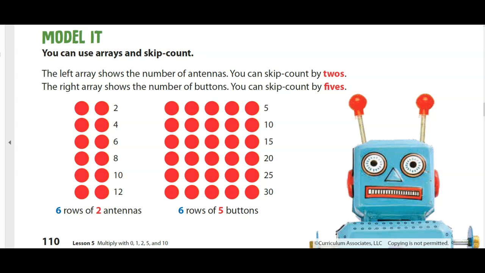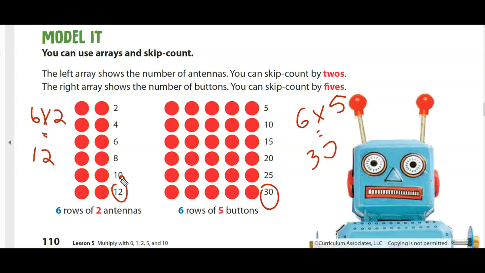What they did was, they did 6 rows of 2 antennas, that's 6 times 2, which is 12. This one, they did 6 rows of 5, which is 6 times 5, which is 30. And they just added 30 plus 12, which was what again? 42. And that's what they do.